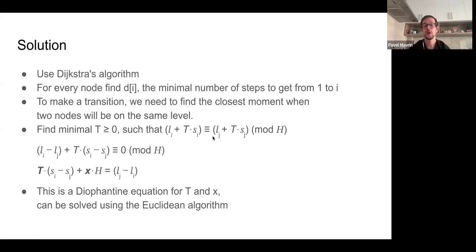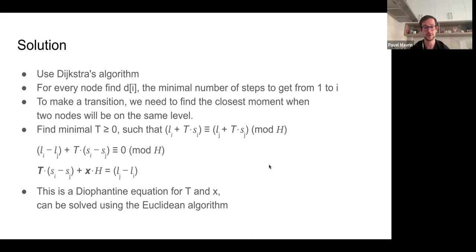So this is just the equation that two platforms have the same level. Now let's transform this equation. What we have in this equation, I will just transfer this l_n into one part, this s into another part. So I have the equation like this. And then I will say that the something equals 0 modulo h, which is the same as being equal to some x multiplied by h. Then after some transformation, I have this final equation.